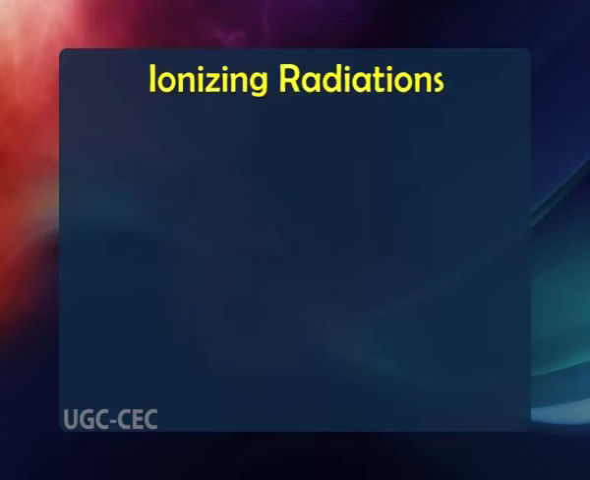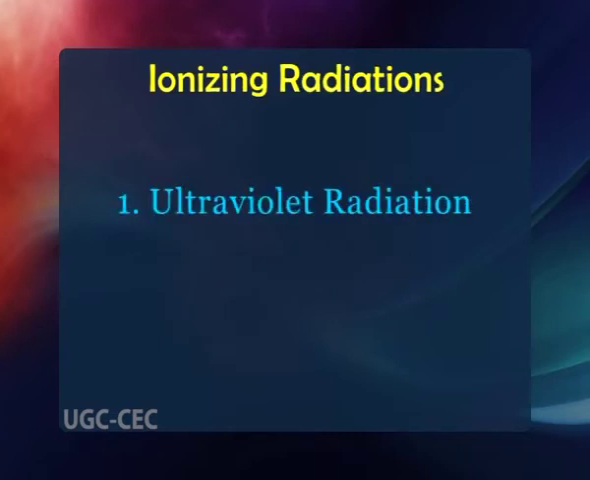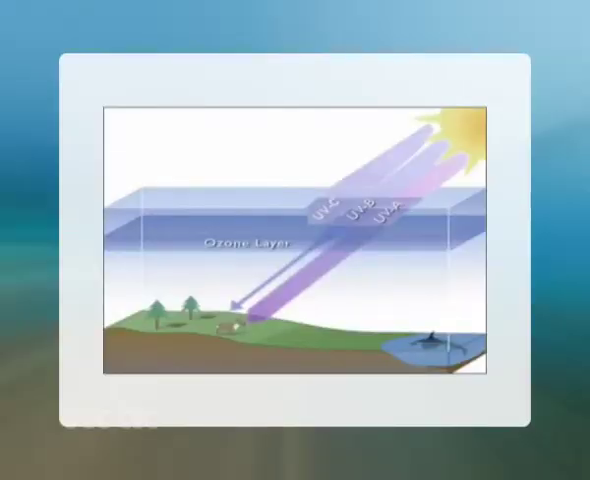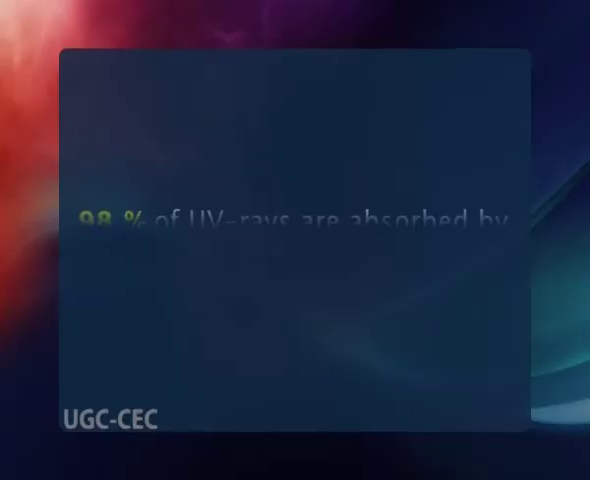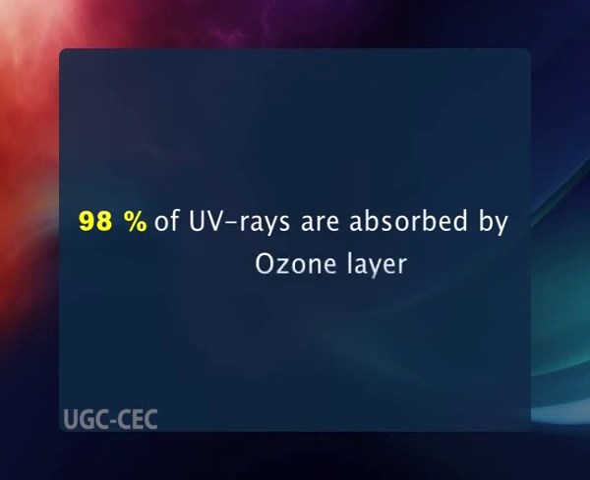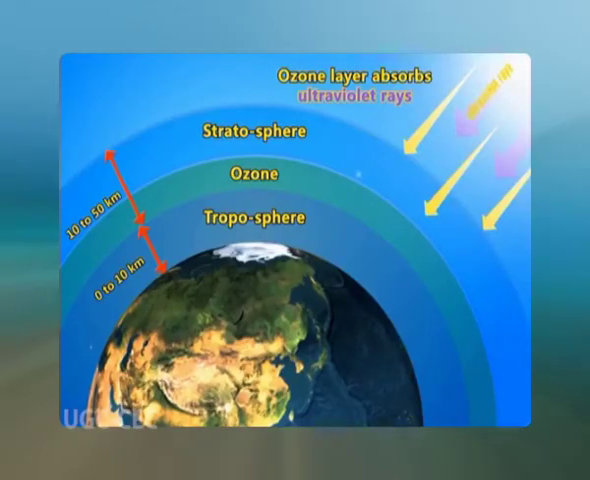Ionizing radiations include, first, UV radiations. Ultraviolet rays of wavelength from 10 nanometer to 125 nanometer ionize air molecules, causing them to be strongly absorbed by air and by ozone. About 98% of UV rays are absorbed by the ozone layer. Ionizing UV rays therefore do not penetrate Earth's atmosphere to a significant degree. The ozone layer starts at about 20 miles and extends upwards.